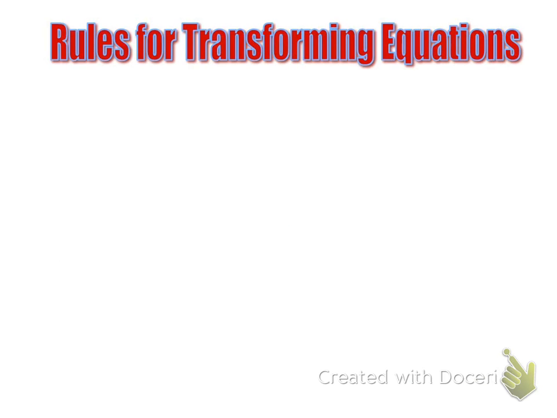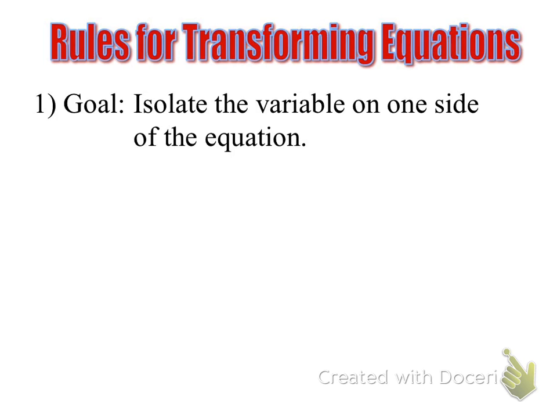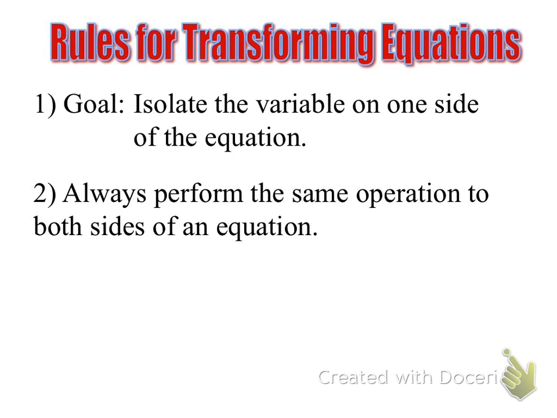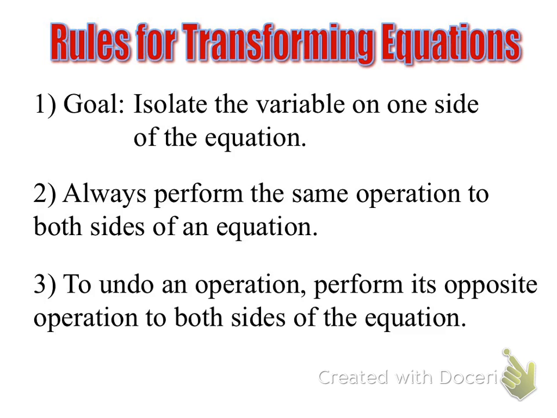All right. So our rules for transforming equations. Number 1, and you can abbreviate this: your goal is always to isolate the variable on one side. Get it alone. Number 2, always perform the same operation to both sides of the equation. And number 3, to undo an operation, we perform its opposite operation to both sides of the equation. I usually just write opposite operation.